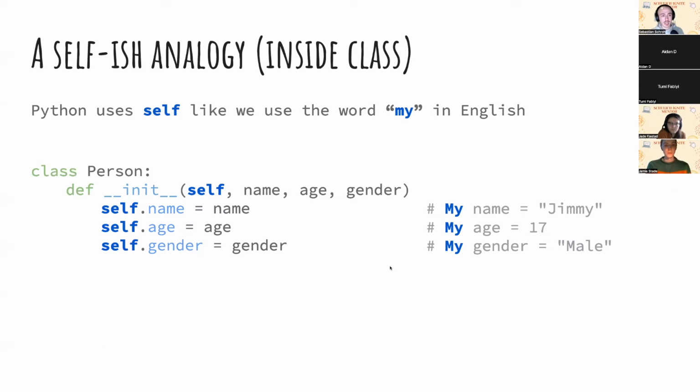A selfish analogy. Python uses self like we use the word my in English. So for example, you can think of my name: self.name is name. My name is Jimmy. Self.age equals age. My age is 17. Self.gender, my gender is male.